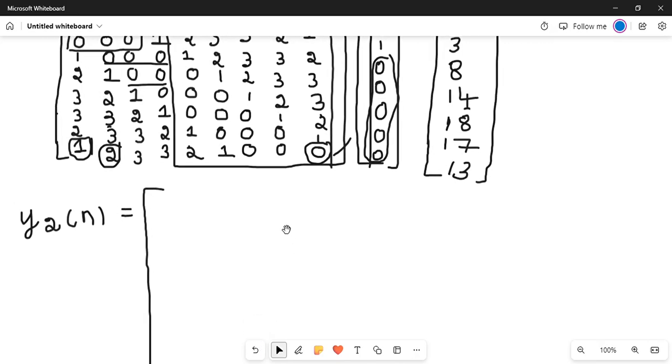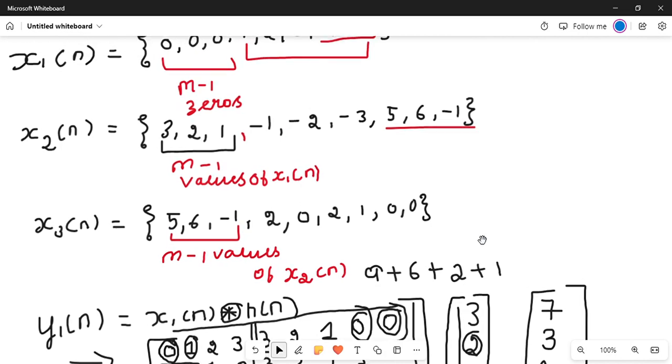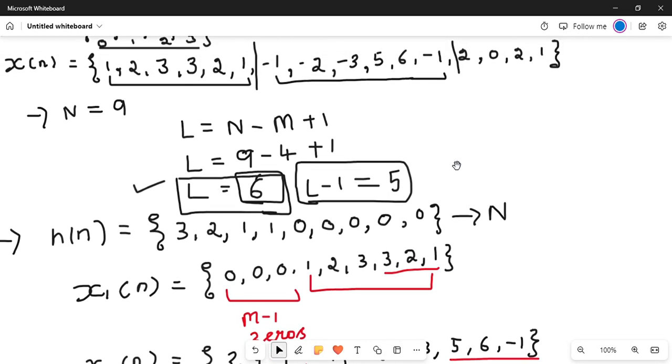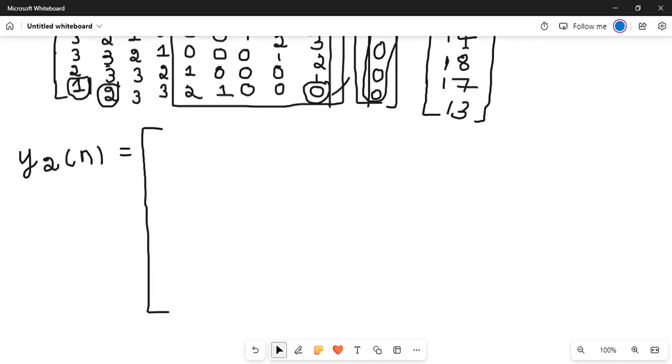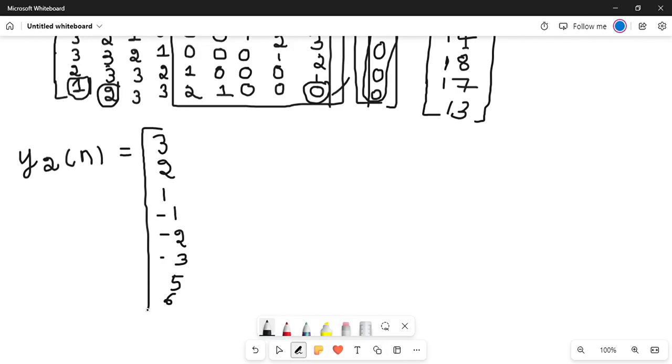So it is 3, 2, 1, -1, -2, -3, 5, 6. What I can say? 5, 6, -1. Fine. Okay. So here you don't have any zeros. Please note that down. Here you don't have any zero.